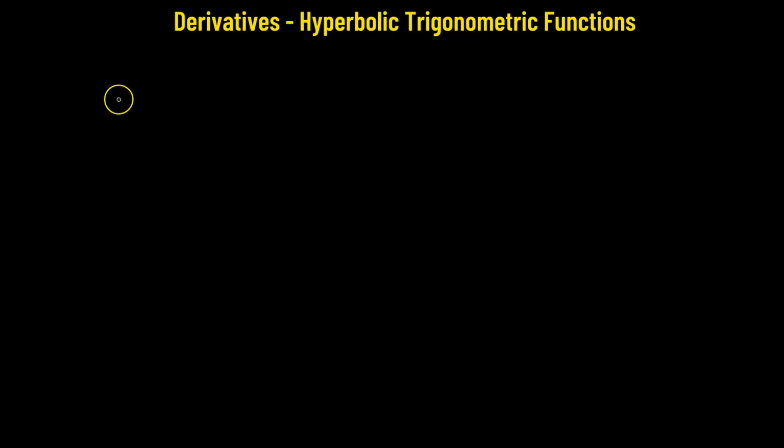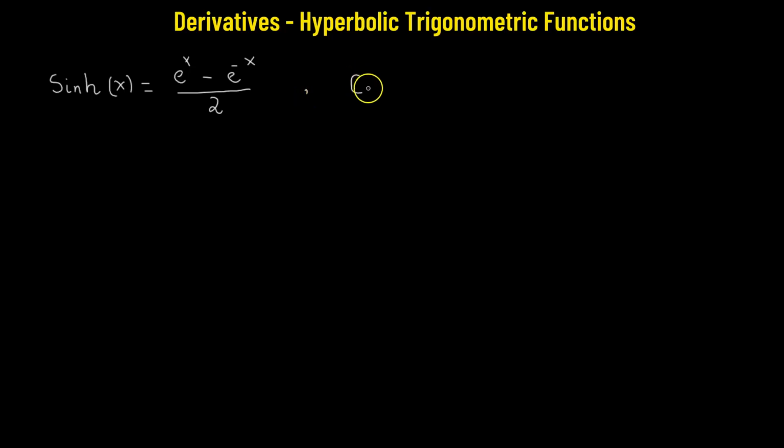In today's topic, we will discuss the differentiation of hyperbolic trigonometric functions. Now, before that, we need to discuss a little bit about hyperbolic trigonometric functions. So, the sine hyperbolic function of x is defined by e raised to the power of x, the exponential function, minus e raised to the power of negative x, divided by 2.